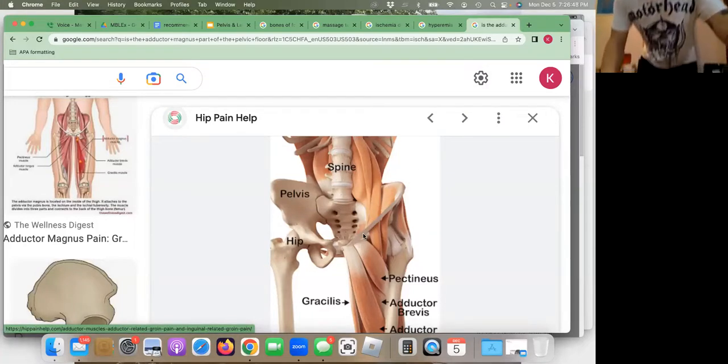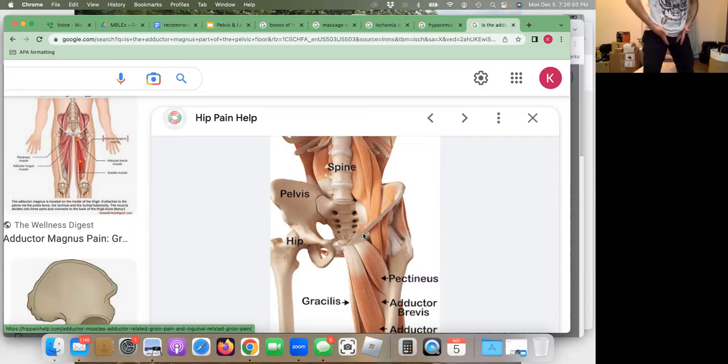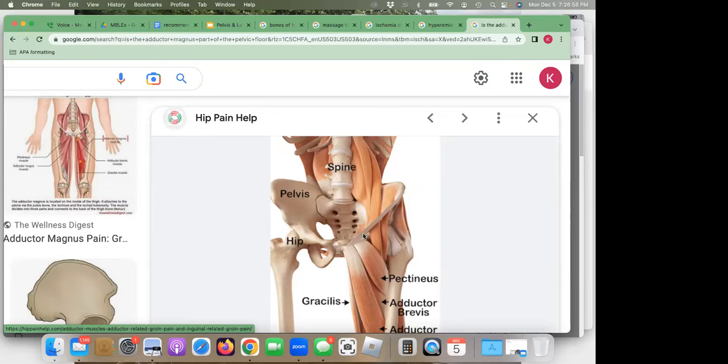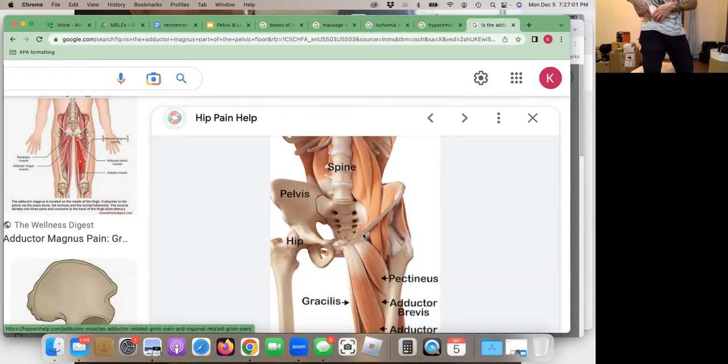What's this area called right here? Not groin. Pelvis, starts with an IL. Ilium. The iliac crest. The iliac crest is right here. The iliac crest is here. The ilium is up here. The ischium is on the bottom.